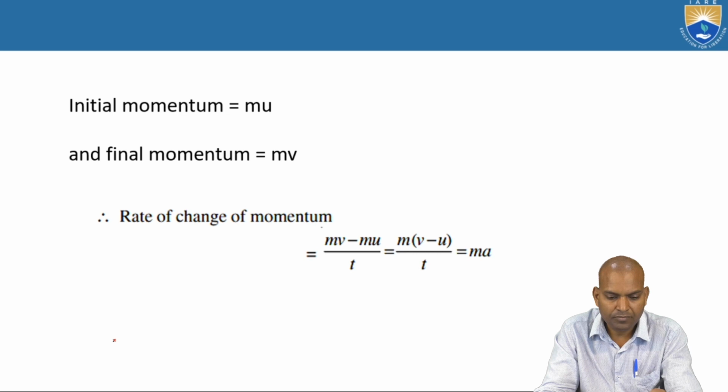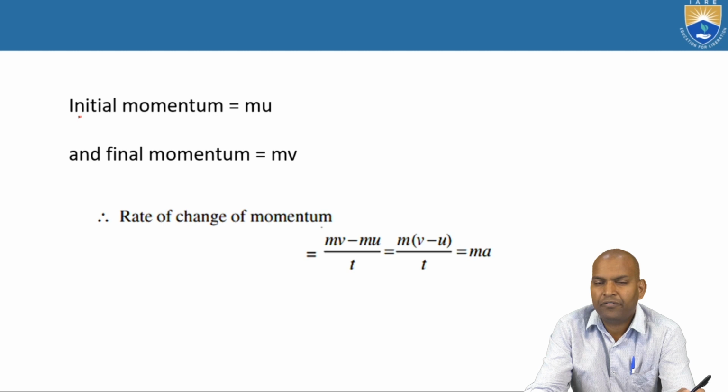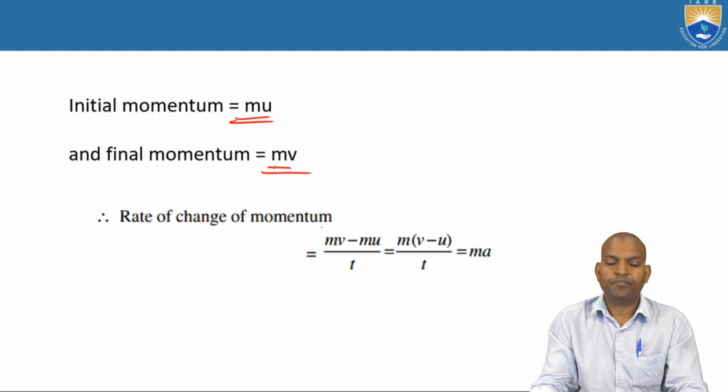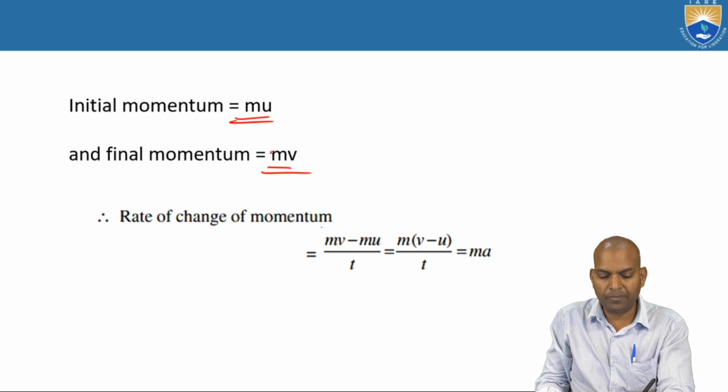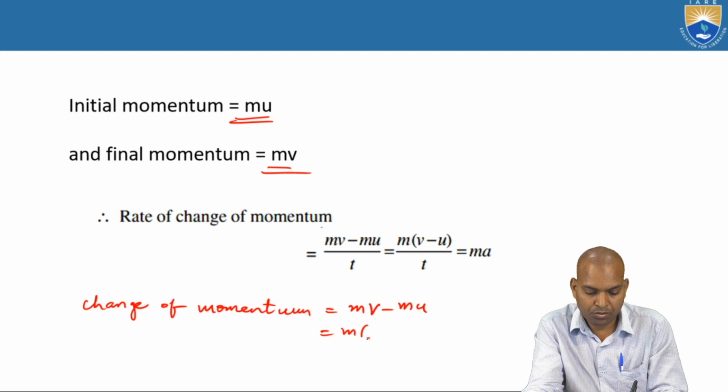Now, what is momentum? As we have studied, momentum equals mass times velocity. So, initial momentum equals mass times initial velocity, mu, and final momentum equals mass times final velocity, mv. Now, what is the change of momentum? Change of momentum is mv minus mu, that is m into (v minus u).